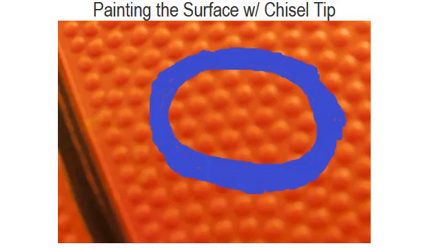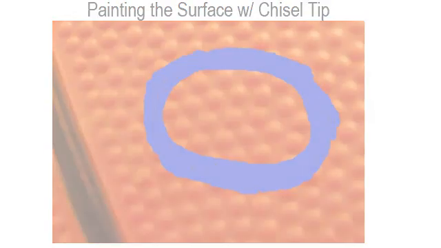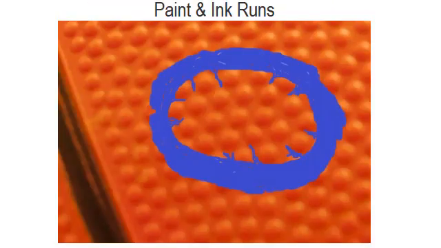For example, if you were to try to draw an island with a wide or chisel tip marker, most of the paint would be placed on the tops of the pebbles. After 5 or 10 seconds, some of that paint might flow down into the lower areas. This can even happen with ink from a wide tip Sharpie.